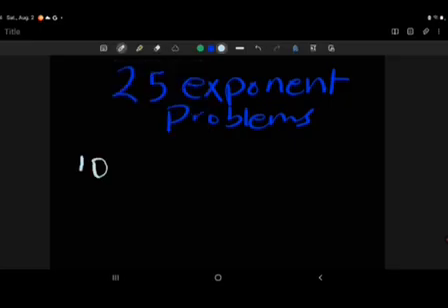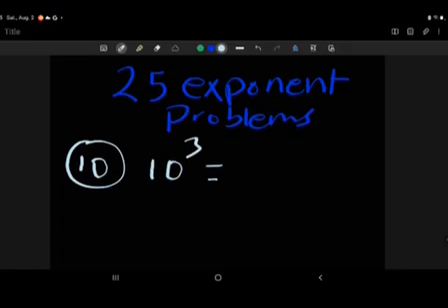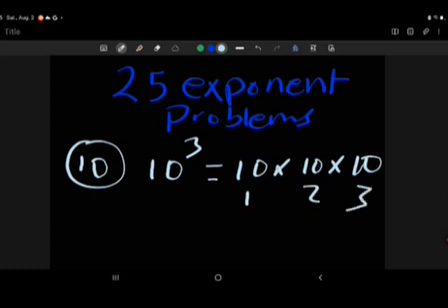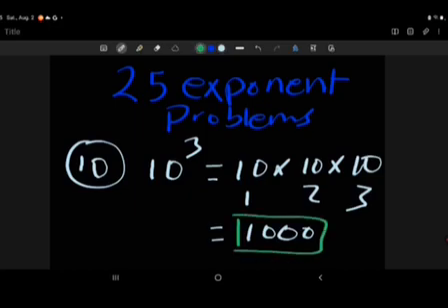Problem number 10. So let's say 10 cubed equals what? So of course it's 10 times 10 times 10, 1, 2, 3 times, corresponding to the exponent, and we have therefore 1000 as our solution. Okay, the answer is 1000.